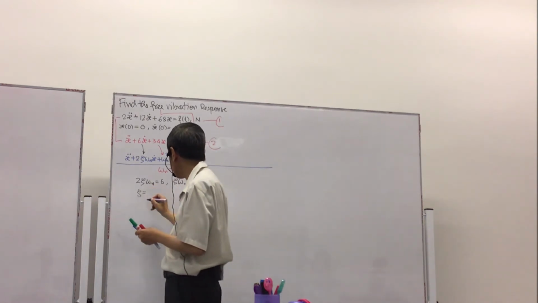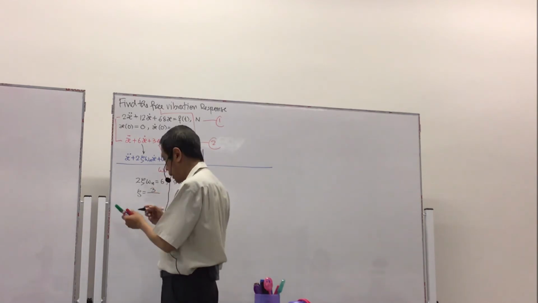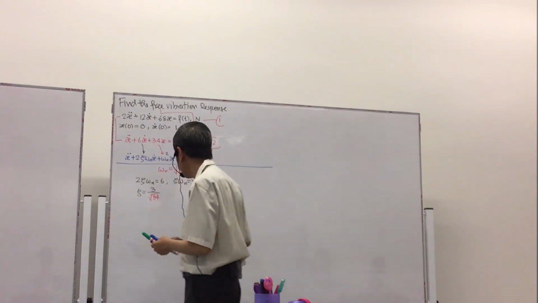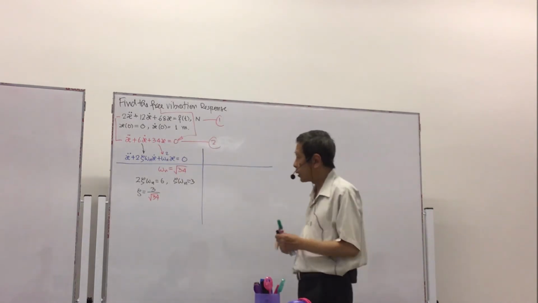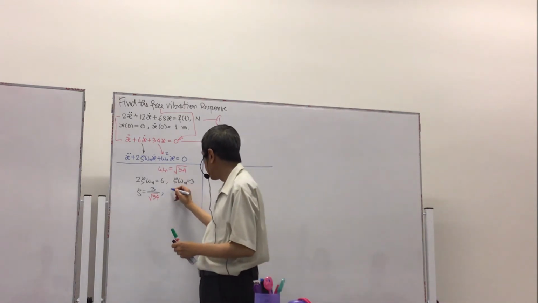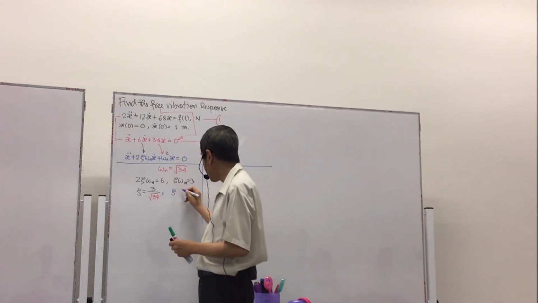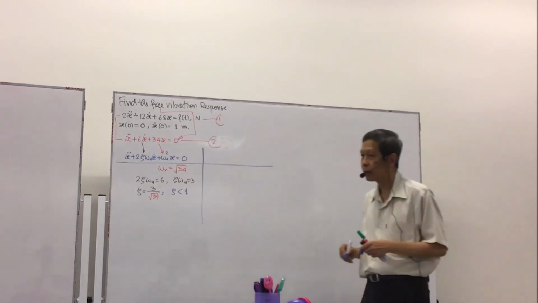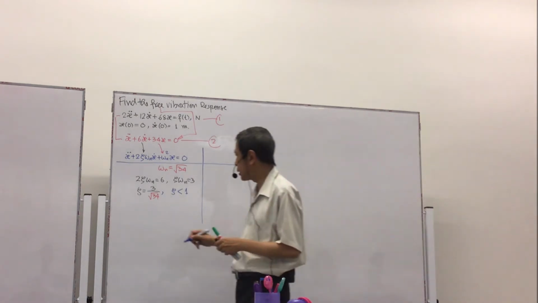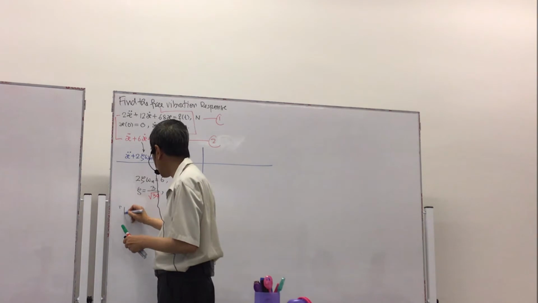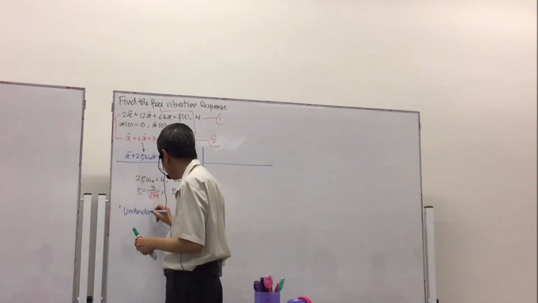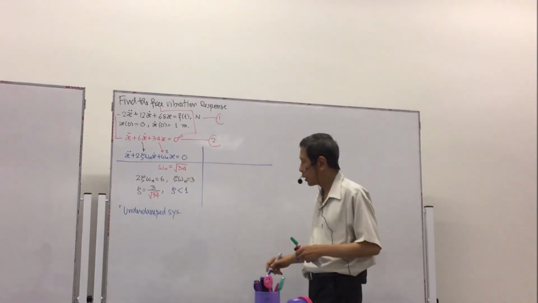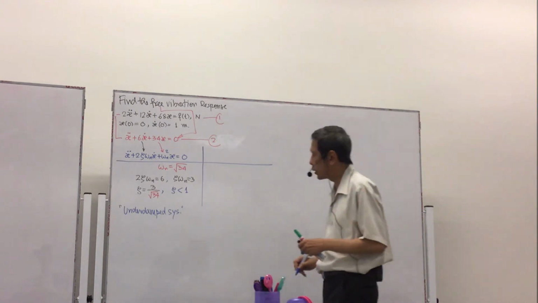If I solve this, zeta becomes 3 divided by omega sub n, which is the square root of 34. At this condition, we can see that 3 over the square root of 34 is less than 1, which is the indication that this system is an underdamped system. That's the point from this one.